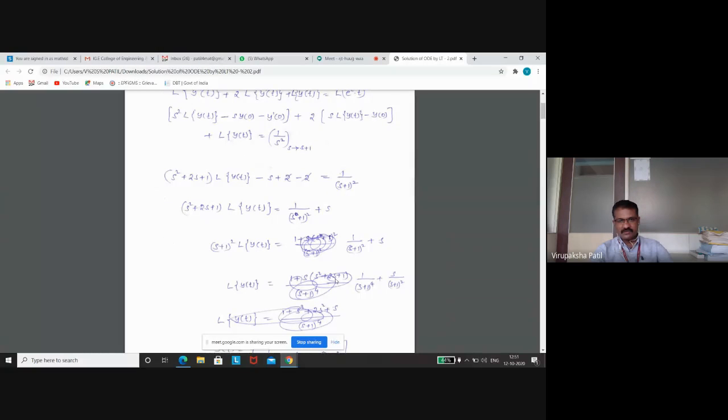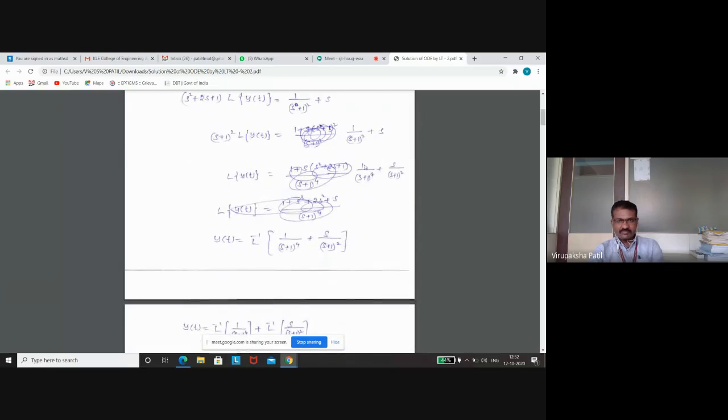If you take this term to this side, it becomes L of y of t is equal to 1 divided by s plus 1 whole square into s plus 1 whole square. It becomes s plus 1 raised to 4, plus you have to multiply by 1 divided by this term, so s divided by s plus 1 whole square. We have not taken the LCM here because if you take the LCM, then afterwards when you apply the inverse, it becomes a little bit complicated.